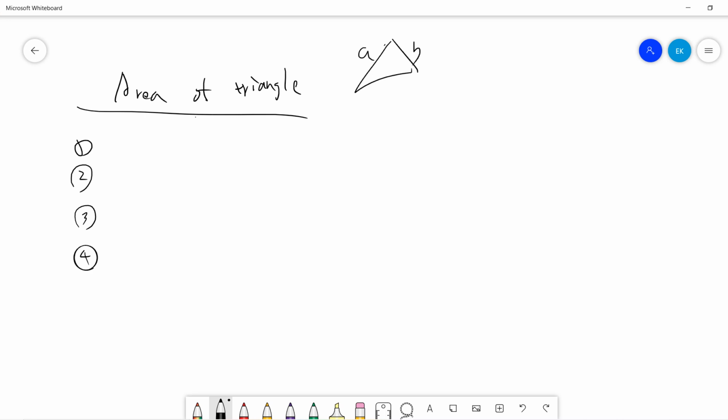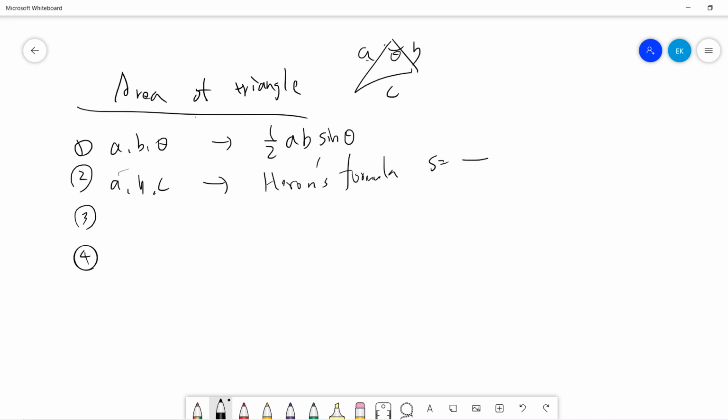Let's say the triangle is ABC. The first thing is that if you know a, b, and theta, this is a very famous formula: half a b sine theta. If you know a, b, and c, this is the famous Heron's formula.